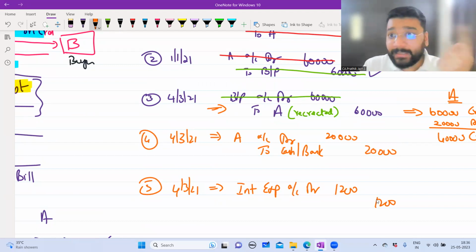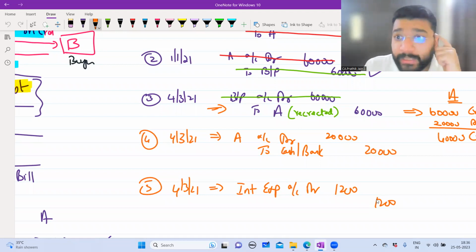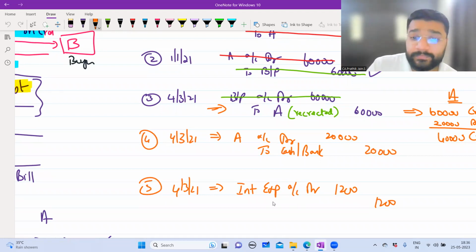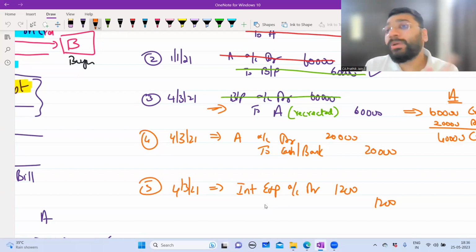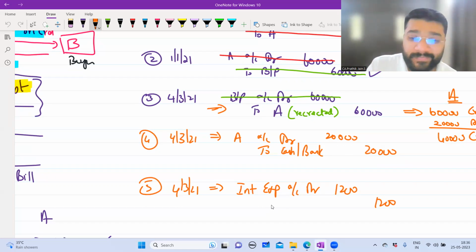And this is to be paid, guys. It is not paid. I have to pay to A in future. So anything that I have to pay in future, I need to create a liability. So here the liability will be created in which account? Will you write to interest payable account, or to outstanding interest account, or to A's account? To A's account.